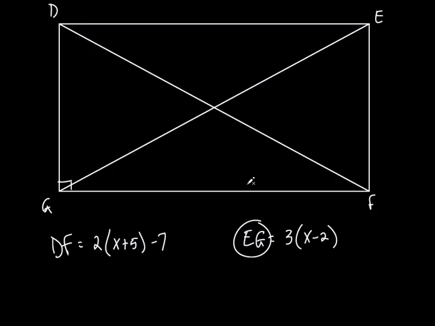Are they equal to each other when it's a rhombus? No. Are they equal to each other when it's just a regular parallelogram? No. They're only equal to each other when it's a what? Rectangle. What if it was a square? Would they be equal to each other? Well, I guess yes. You guess what?